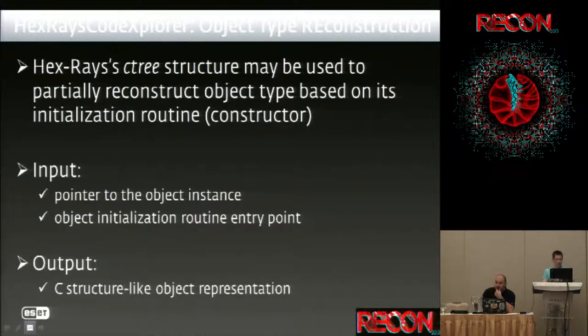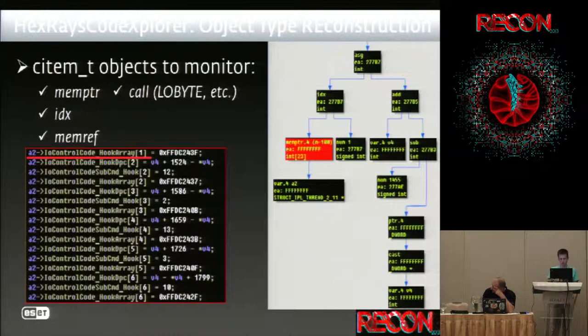Another thing that saved a lot of time for us too is reconstructing types using this plugin. We would like to have something that receives as input the pointer to the instance of the object and its constructor or initialization routine, and as output, it would give us a C-like structure object representation. It can be done using the Hex-Rays plugin.